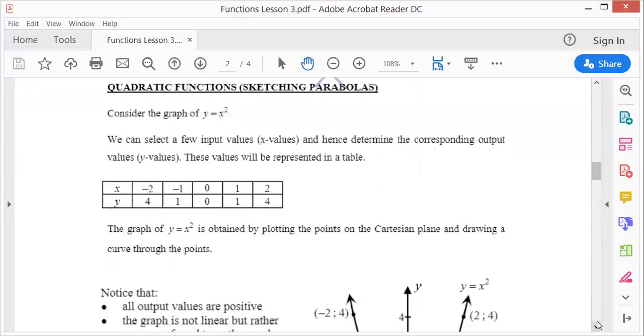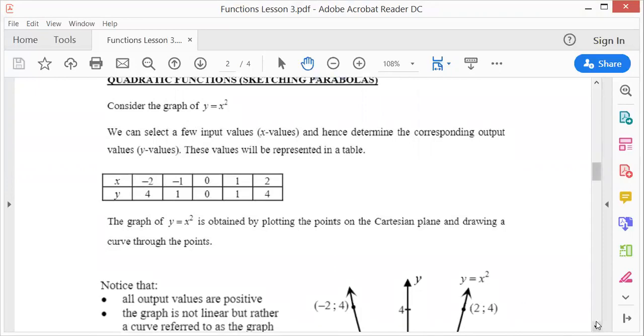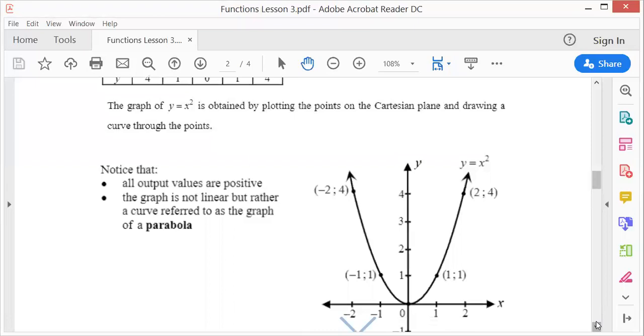Now, quadratic functions, the mother graph is y equals x squared. So we can select a few x values and then determine the corresponding y values. Let's choose -2, -1, 0, 1, and 2. If you put those values into x squared, you get 4, 1, 0, 1, and 4. Then you take those points and plot the graph. There's your (-2, 4), (-1, 1), (0, 0), (1, 1) and (2, 4). And it's a curve, take note, not a straight line.